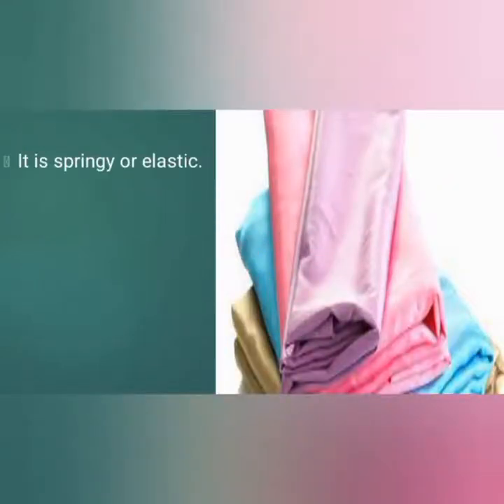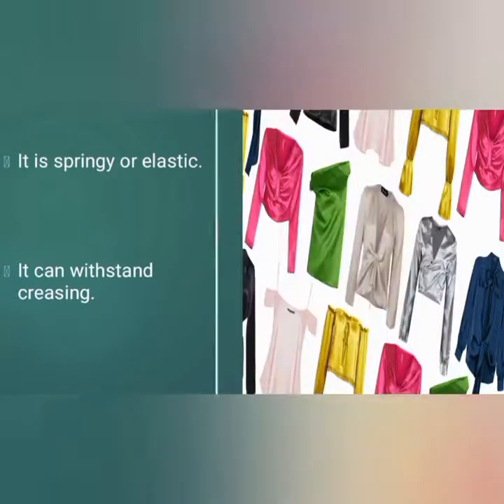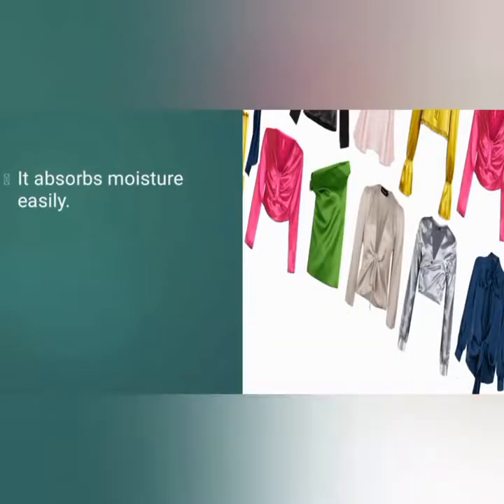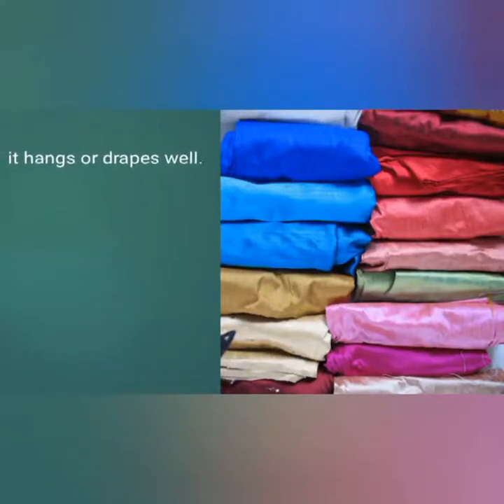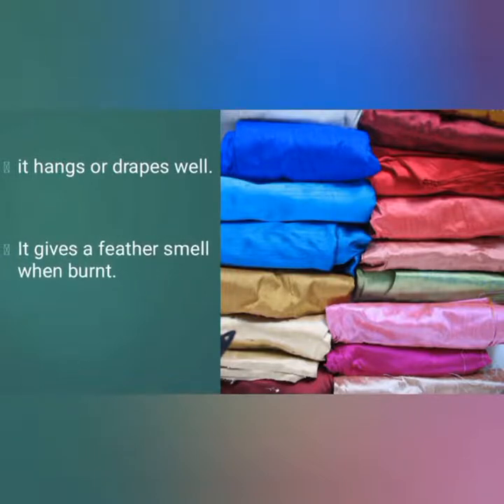It is springy or elastic, meaning it can return back to its original size. It can withstand creasing, meaning you hardly see wrinkles or lines on it. It absorbs moisture easily. It is weak when wet. It drapes well, meaning it hangs well and straight. It gives off a feather smell when burnt.